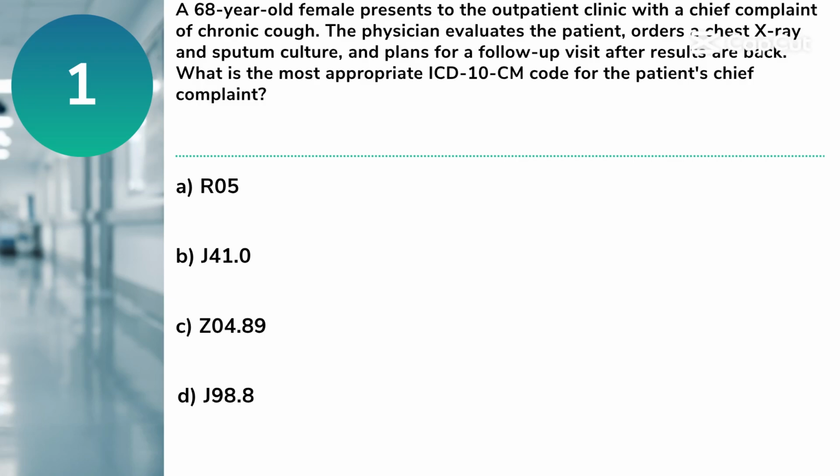Question 1. A 68-year-old female presents to the outpatient clinic with a chief complaint of chronic cough. The physician evaluates the patient, orders a chest X-ray and sputum culture, and plans for a follow-up visit after results are back. What is the most appropriate ICD-10-CM code for the patient's chief complaint? A. R05. B. J41.0. C. Z04.89. D. J98.8.